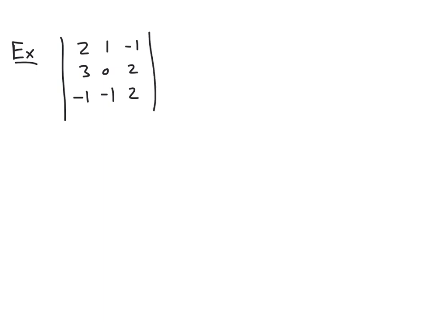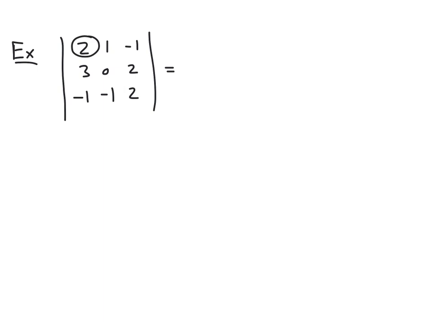All right, so let's look at an example of a 3 by 3 determinant. So let's say I wanted to compute the matrix with rows 2, 1, -1; 3, 0, 2; and -1, -1, 2. And I want to compute this 3 by 3 determinant. All right. Well, we're going to start.